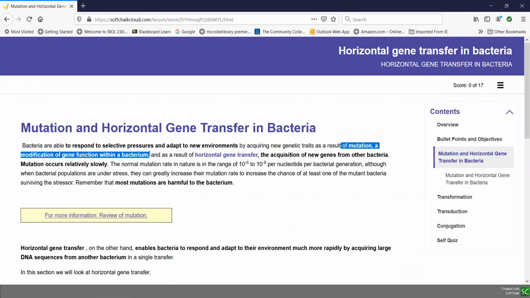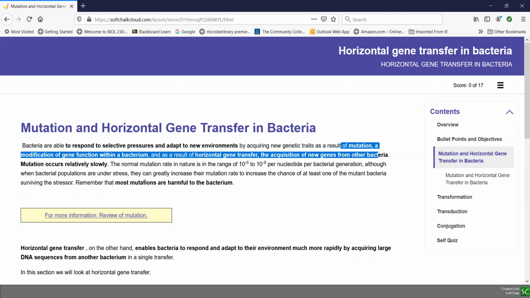Mutation, where you're modifying a gene function within a bacterium. Horizontal gene transfer, where a bacterium is acquiring several genes from another bacterium. And we also see, and keep in mind that boldface probably means it's important, mutations occur relatively slowly, and most mutations are actually harmful. But again, bacteria are so numerous that even though something is a rare event and most are harmful, you do get some mutations that provide a selective advantage and allow the bacteria to adapt to the environment. So whereas mutation is an important means of bacteria adapting to their environment, it is a slower process.